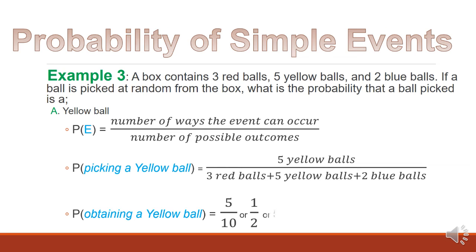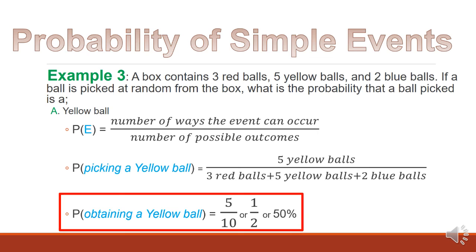Next is the probability of obtaining a yellow ball, which is equal to, in the denominator, we will add 3 plus 5 plus 2, so we will have 10. And in the numerator, the number of ways a yellow ball can be picked is only 5, so we will have 5 over 10, or in lowest terms 1/2, which is equal to 50%. Therefore, you have a 50% chance of picking a yellow ball in this box.